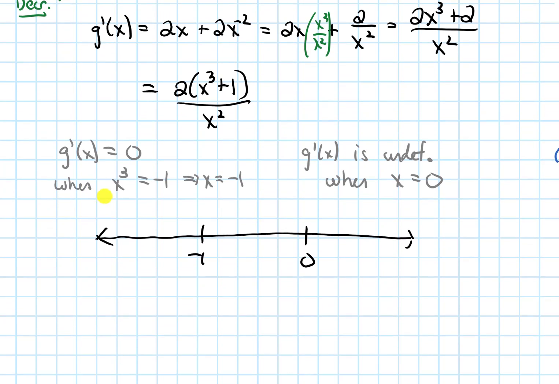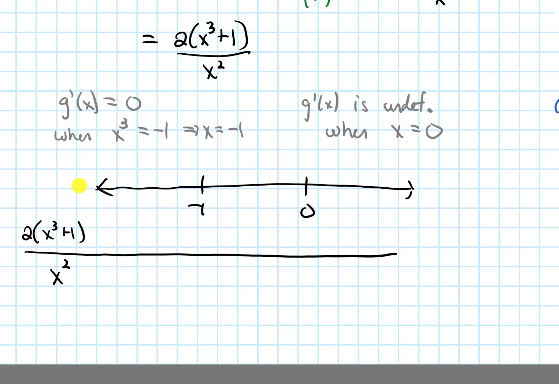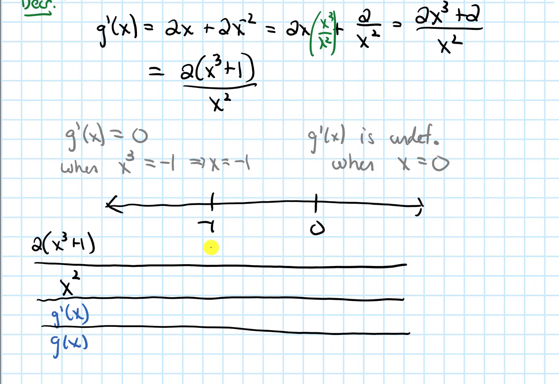Okay, so now I got to make a sign chart. Let's put the factors of this function as rows. So I will put 2 times x to the third plus 1 all together, and then I'll put x squared underneath that. Okay, and then I'm going to keep track of g prime of x and then g of x. So I may need a little bit more room here. All right, so just scooching things up a little bit. So let's make our rows, and then let's make our columns.